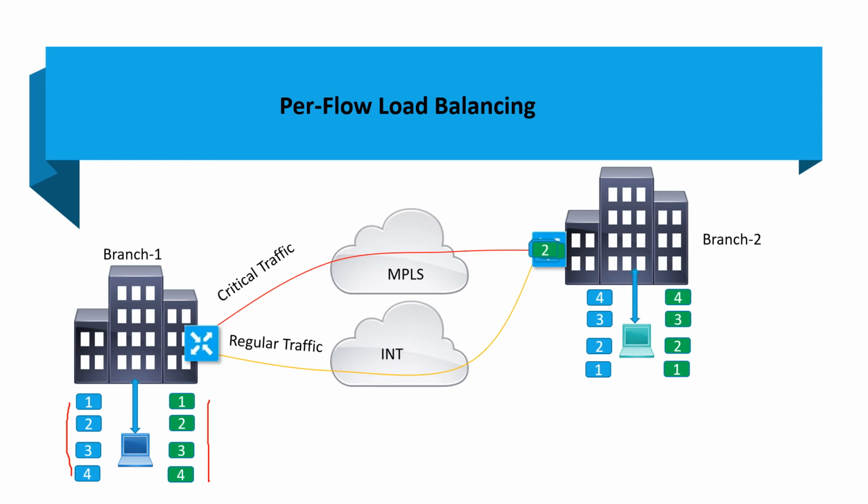So this is a feature where I can prioritize what should traverse over MPLS connectivity and what should go over the internet. At the same time, I can also do bandwidth augmentation, so both links are being used. And my load balancing works based on the flow. But this is not as simple as it looks.